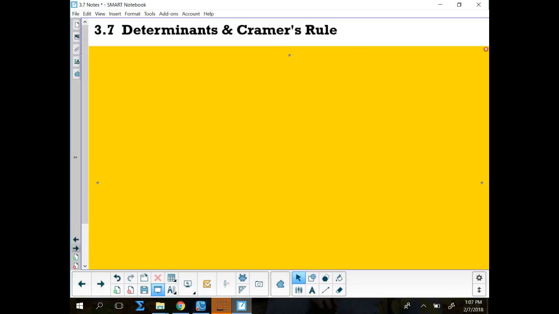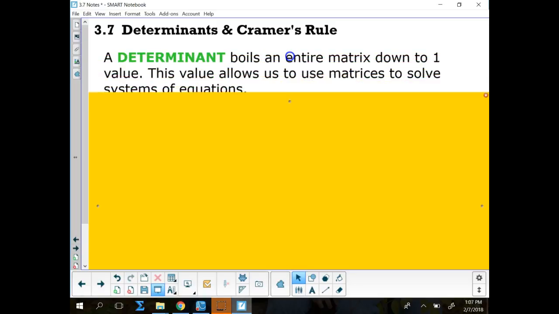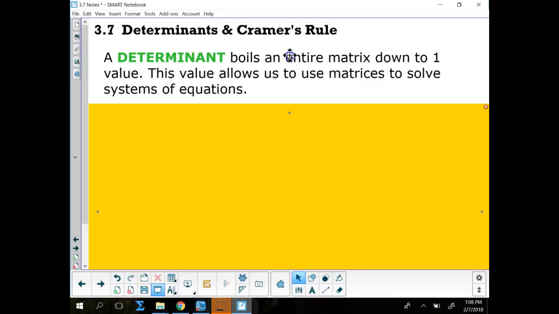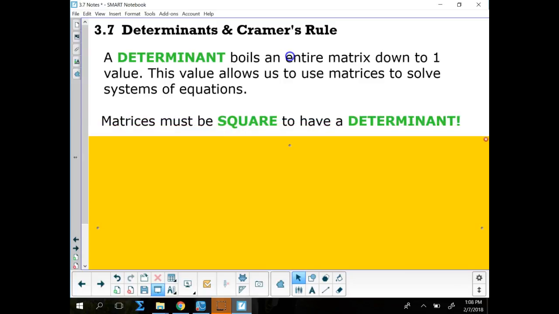So, what is a determinant? Well, a determinant boils down an entire matrix into one value. And from that value, then, we can use some more higher level mathematical type things, like Cramer's rule and inverses. So we're going to take a matrix and find its determinant. Now, not every matrix has a determinant. Only square matrices have determinants.